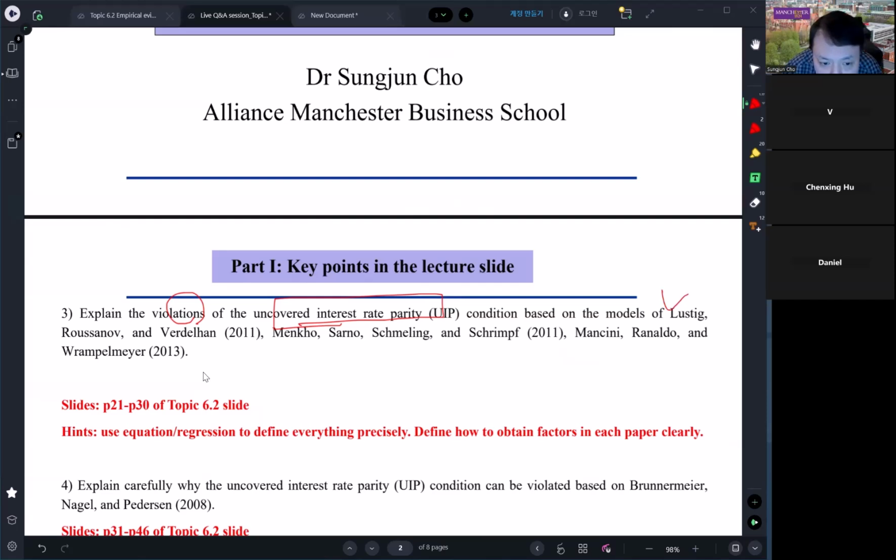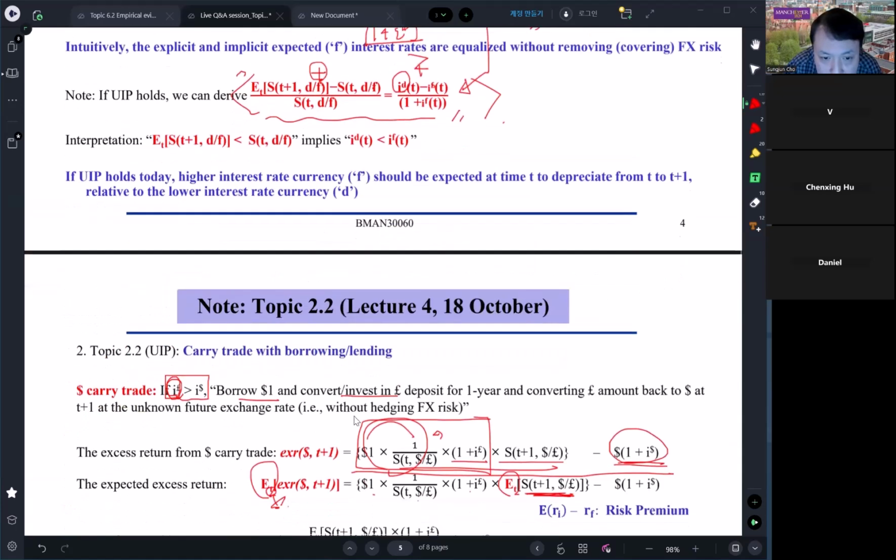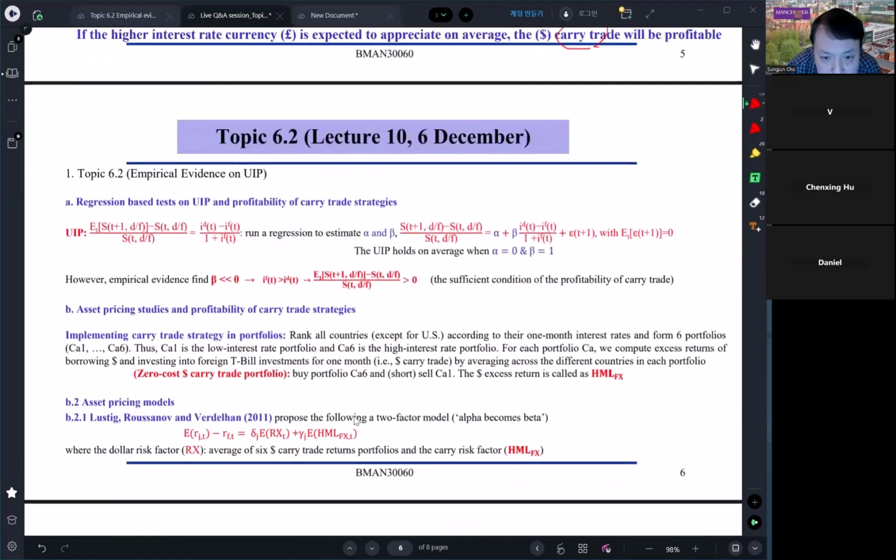Now, these models are trying to explain why you are making money by doing so, right? So we can connect like that. So what is a UIP? What is the meaning of violations? What is the meaning of that in terms of carry trade? Given carry trade, what are the use of these models, right? So that's what we talked about in the last class.